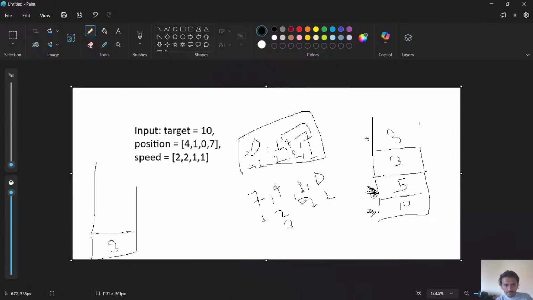Then for this one, we again check 10 minus 1 is 9, 9 divided by this will be 5, which is not less than or equal to this, so we push this into the stack. For this one, it will be 10, so 3.